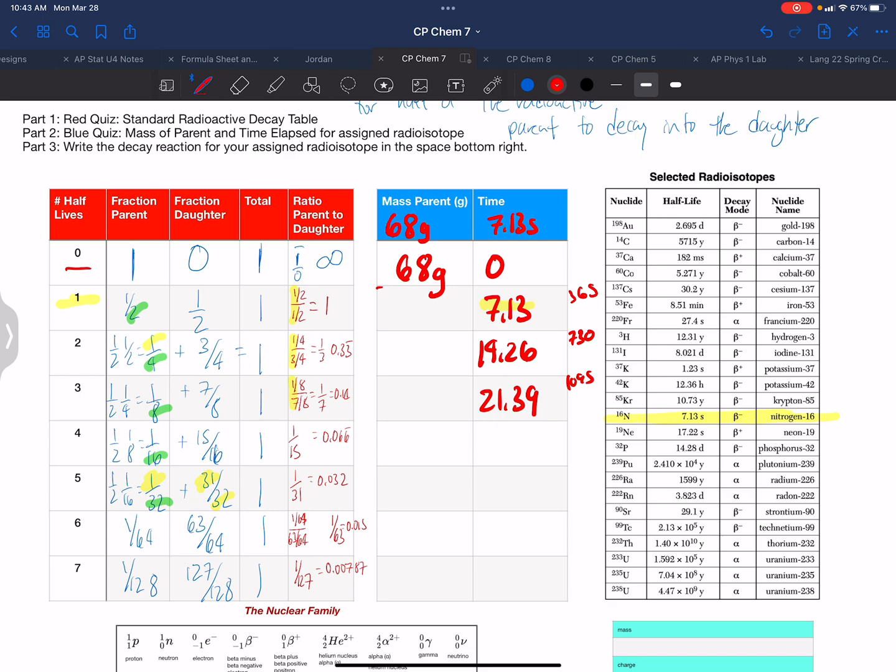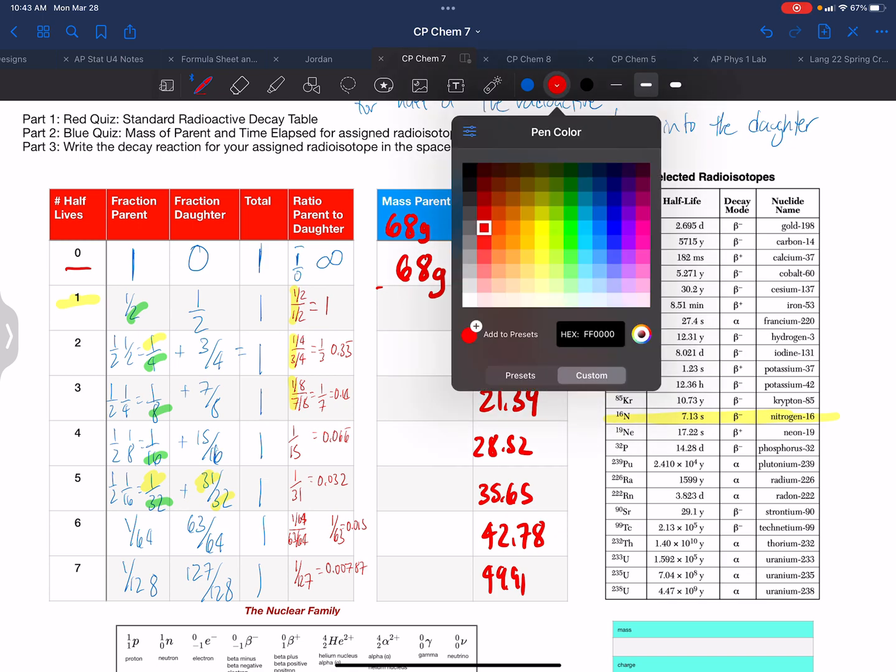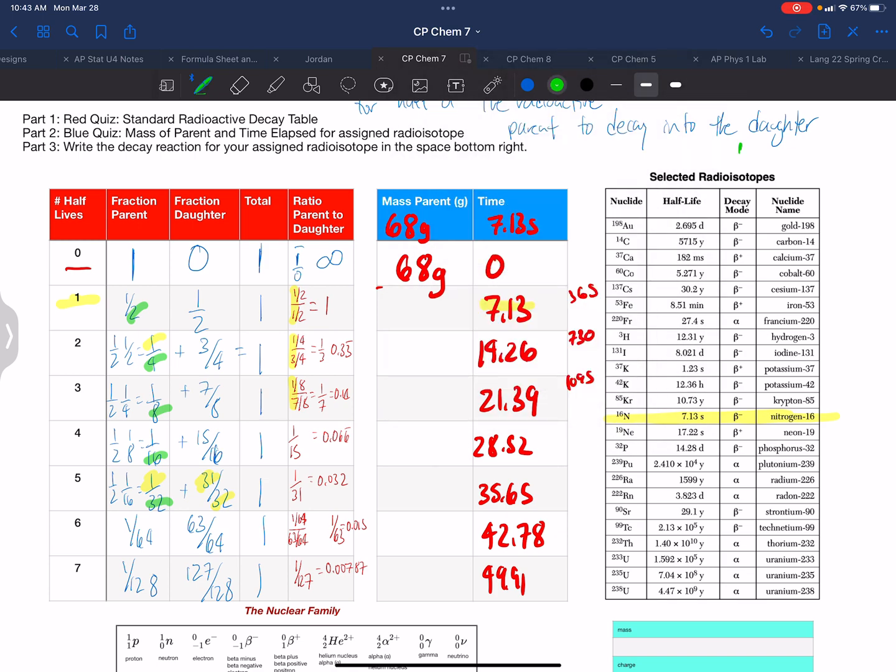So now we would have 7.13 times 4, which is 28.52. And we could have 7.13 times 5, which is 35.65. 7.13 times 6, which is 42.78. And times 7 would be 49.91. Now, the thing I want to draw your attention to is that the length of time between each of these is 7.13.